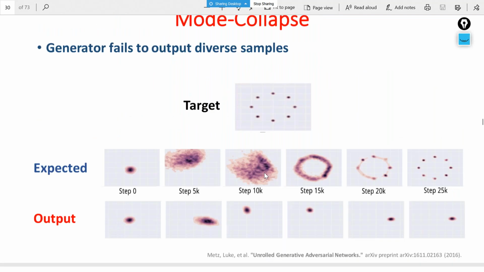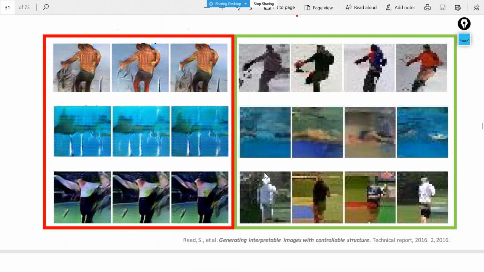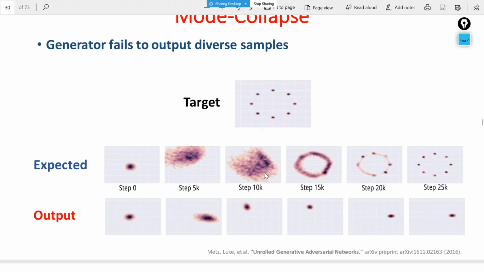Okay. Next is mode collapse. Fine, guys. Just see here. So this is the target. A round of dots you want to generate, but this generator understands how to generate dots, and it gets overfitted over the dots. It generates only dots. So if you see the output, it understands dots, but it doesn't understand the pattern of dots, and it generates only dots.